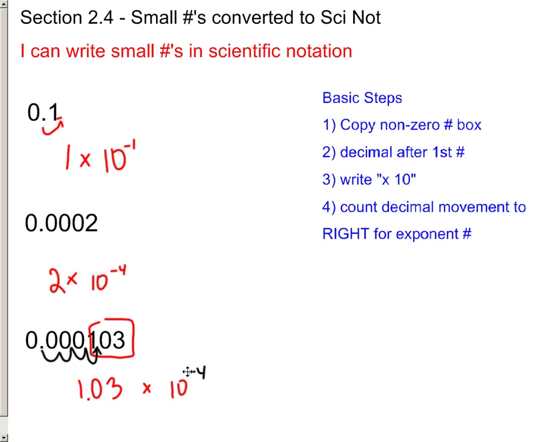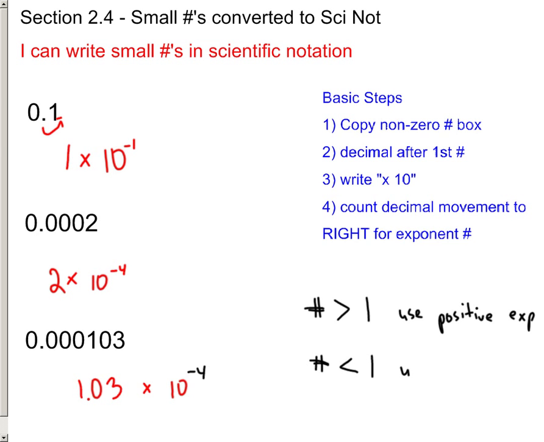Now, if anybody is starting to wonder how you can keep track of whether it's a positive or negative exponent, here's my simple rule. If the number is greater than 1, use positive exponents. If the number that you're looking at is less than 1, use negative exponents. Because if you look at these, they're all less than 1, so we're having to use the negative exponents because we're having to move that decimal to the right.